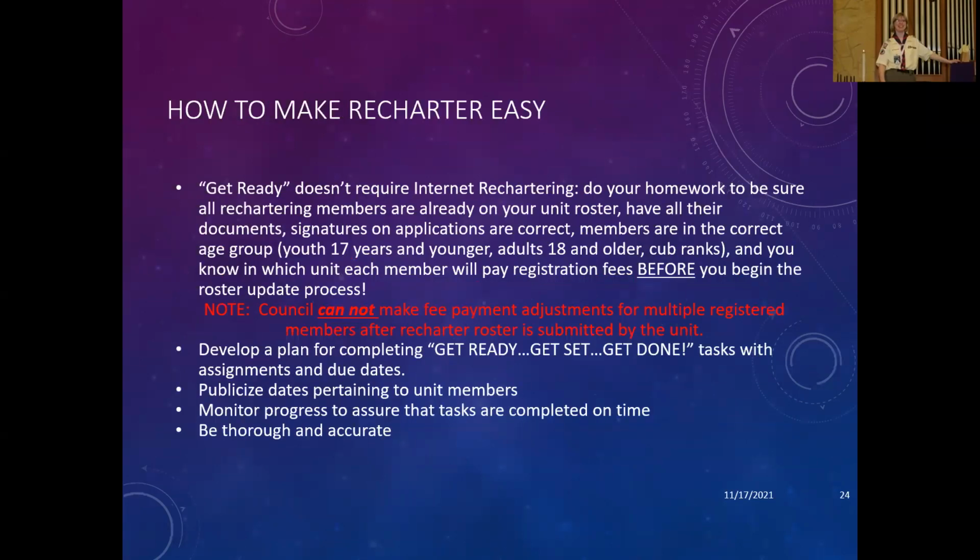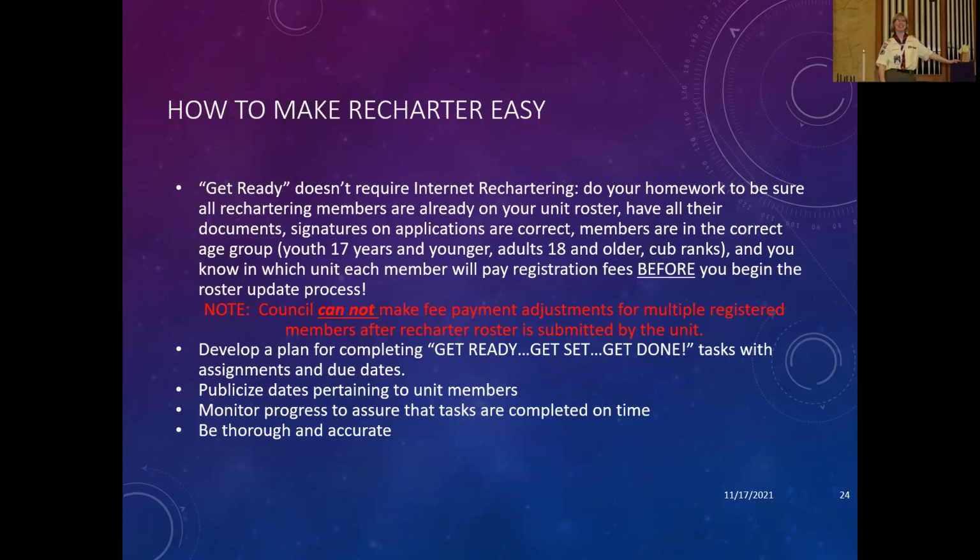How to make recharter easy. Get Ready doesn't require internet rechartering. You do your homework first. Be sure you have all rechartering members already on your unit roster, have all their documents, all their signatures on their applications. Members are in the correct age group, so youth 17 years and younger, adults 18 years and older, get all their Cub ranks correct. And you know in which unit each member will pay their registration fees before you begin the roster update process.